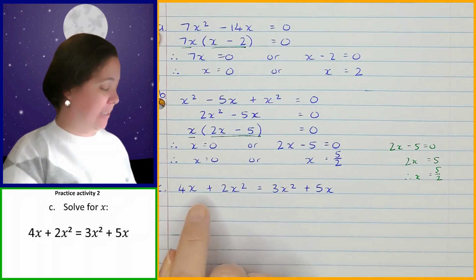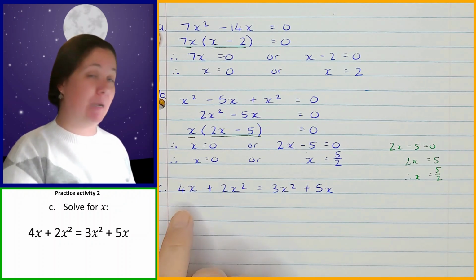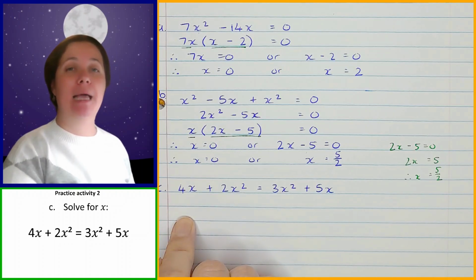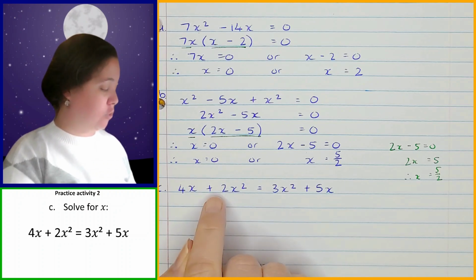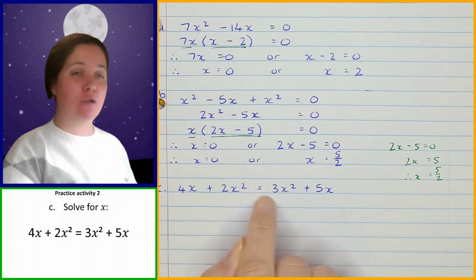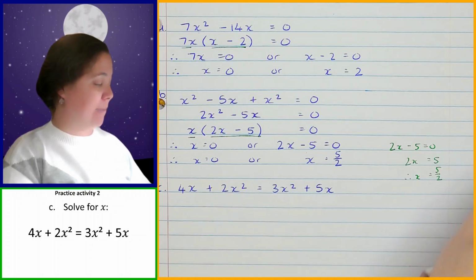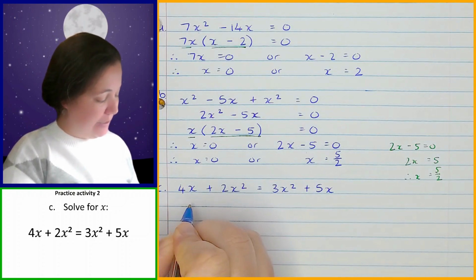Okay, so over here, the first thing I want to have is my x squared. Remember, we need to have it in the form ax squared plus bx plus c. So we want our x squared to be first. So let's look at our x squared. So I've got 2x squared, and then I'm going to minus 3x squared. So 2x squared minus 3x squared is negative x squared.